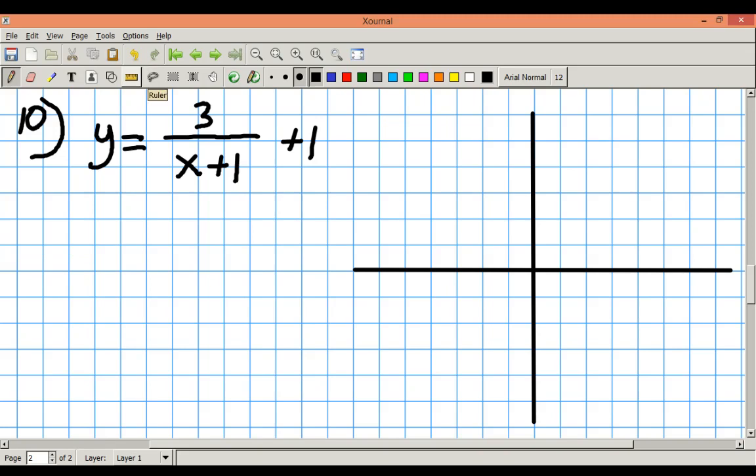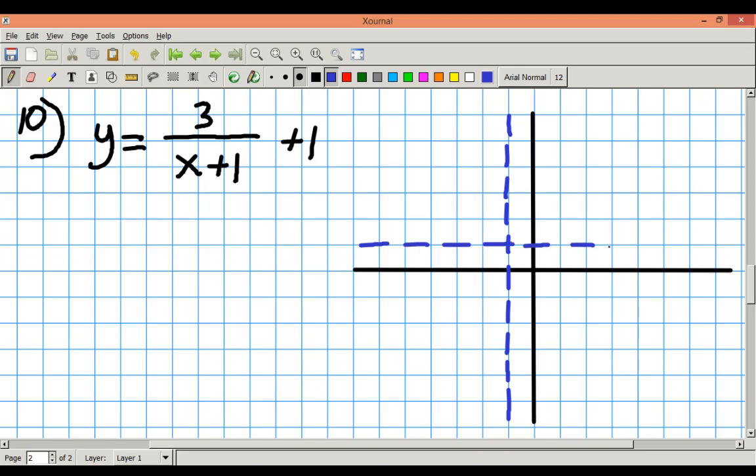Okay, so we know that normally the parent function would have its vertical asymptote at the y-axis, so we're going to move that over to the left one because that's x plus 1 there in the denominator. So here's your new vertical asymptote, moved left 1 because of the x plus 1. And that +1 on the end moves all the points of the graph up 1. So instead of being on the x-axis for the horizontal asymptote like it was for the parent function, it's going to be moved up 1.